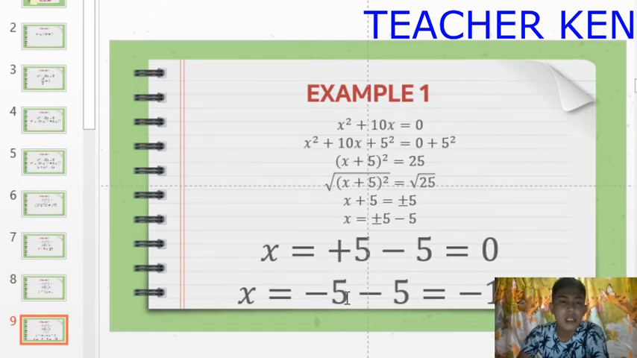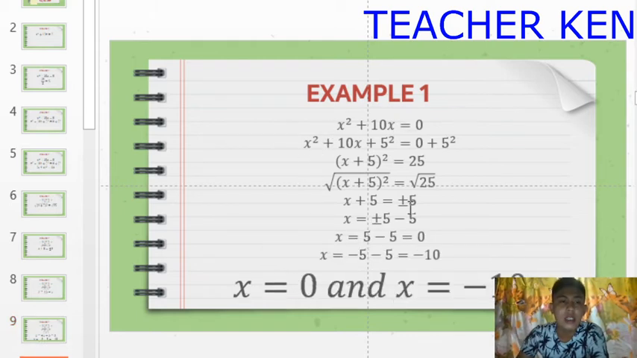x is equal to negative 5 minus 5 is equal to negative 10. So in this process, malalaman na natin kung ano yung solution sa ating quadratic equation. So the answer is x is equal to 0 and x is equal to negative 10. So that is our example number 1. Now let's proceed to example number 2.